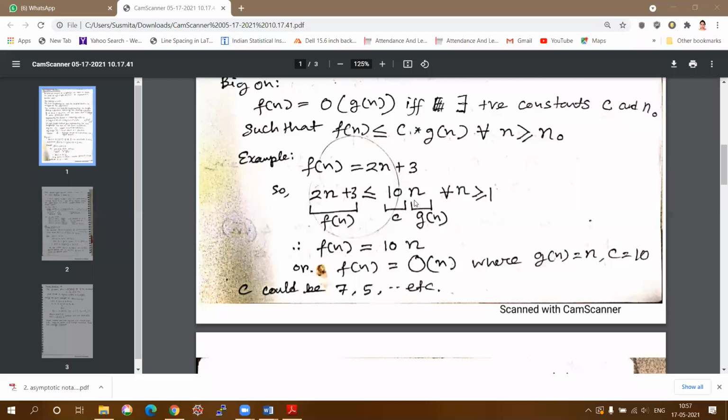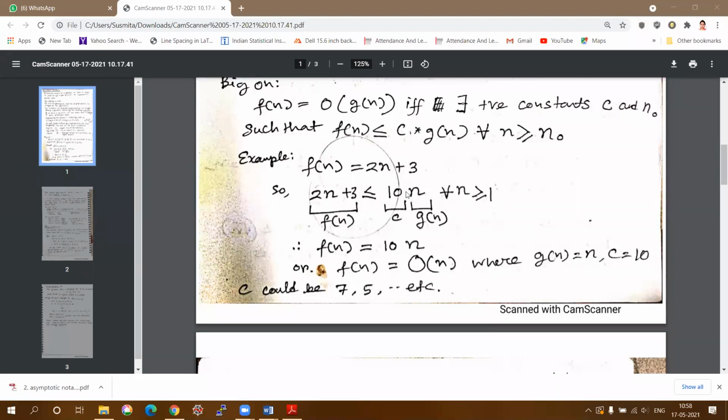Getting my point? So definitely this function is less than 10n. If instead of 10n I use just 5n, you can also find that it works. Like 2n plus 3 is always less than or equal to 5n for all n greater than or equal to 1. If I use 4n here, then also it will work. If I use 6n, it will work. If I use 7n, it will work.